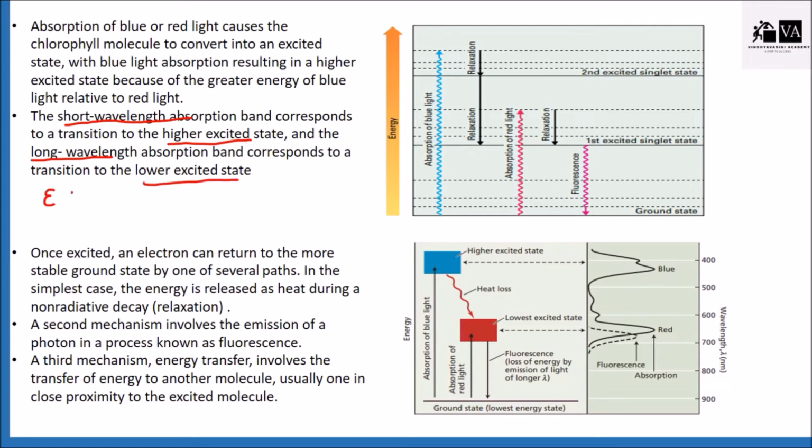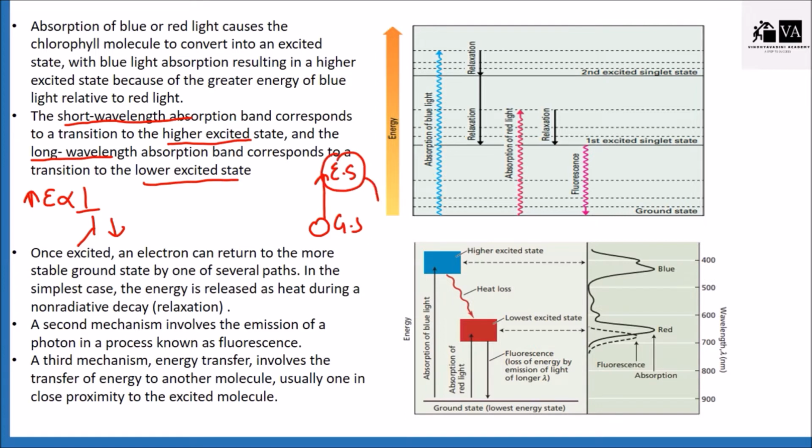In our previous slide, we studied energy is inversely proportional to λ. If the λ is low, energy will be high. So, if a pigment molecule absorbs light with a shorter wavelength, the energy will be high. It will move to a higher energy orbital. For example, if a molecule absorbs blue light, it will move to a higher orbital. And if a molecule absorbs light with a longer wavelength, that is red light, it will move to a lower energy state.